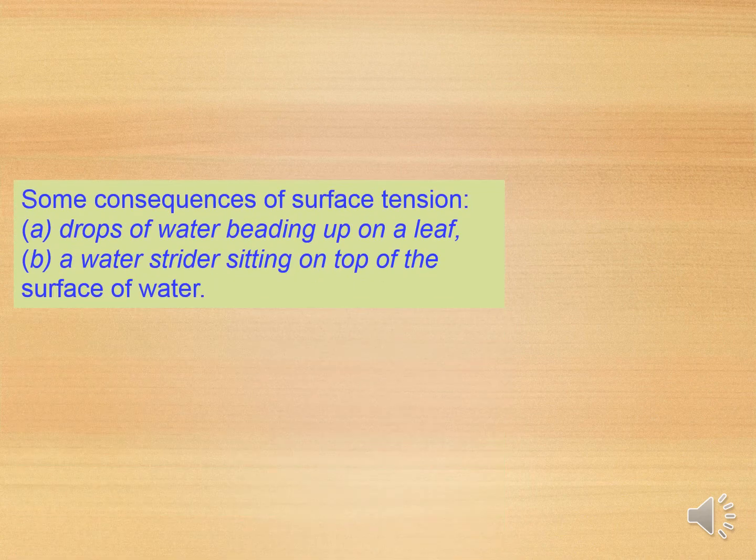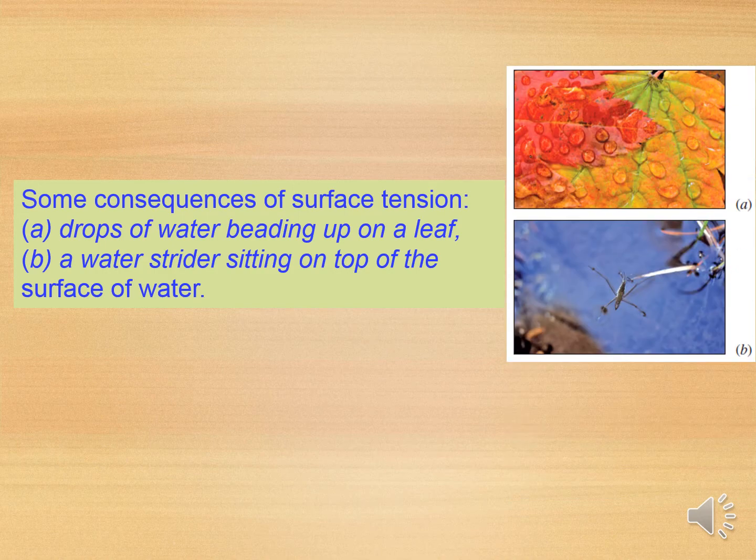And in this slide we can see examples of the existence of surface tension. For example, drops of water beading up on a leaf in the morning and the water strider sitting on top of the water. So look at this water drop, or dew that you see in the morning. It forms like this because of the surface tension on the surface of the water molecules. And the second one is the kind of insect we usually see in a river.